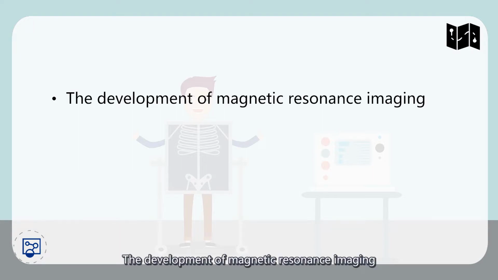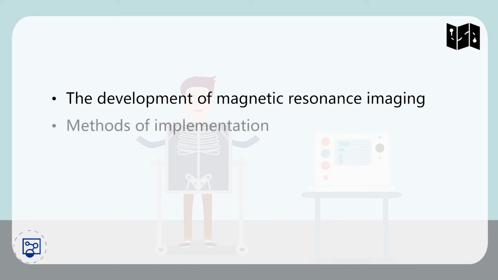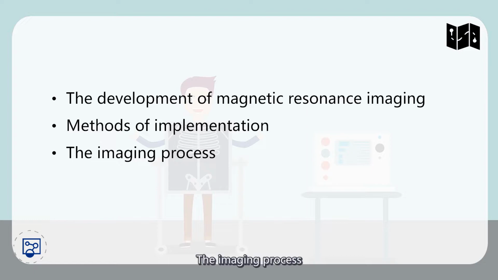The first is the development of magnetic resonance imaging. Then we'll talk about methods of implementation. Then we'll talk about the methods we have used, and then the imaging process. Finally, we'll give you some examples.